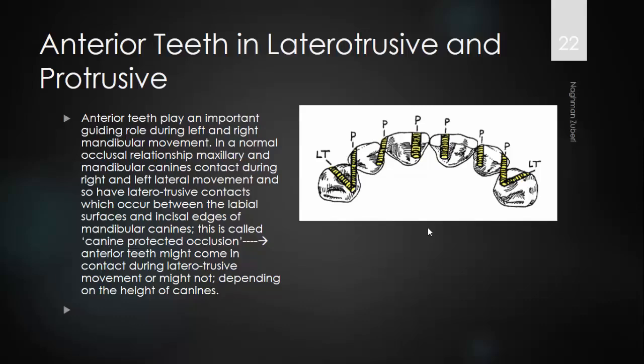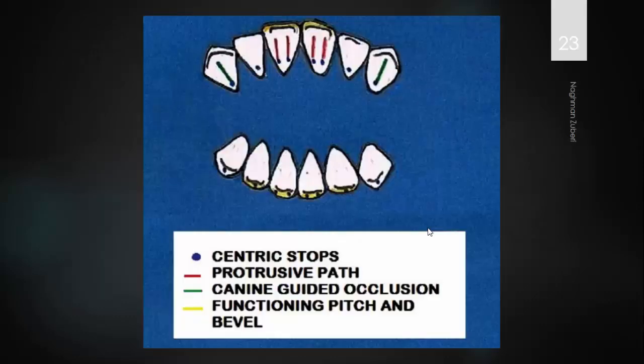Anterior teeth might come in contact during laterotrusive movement or might not, depending on the height of canines. So the clinical crown length of the canines determines whether the incisors will come in contact or not. So over here, if we see a canine guided occlusion or canine protected occlusion, then we can see that these are the upper anterior teeth, these are the lower anterior teeth. These blue spots are the centric stops, and these are the protrusive path.